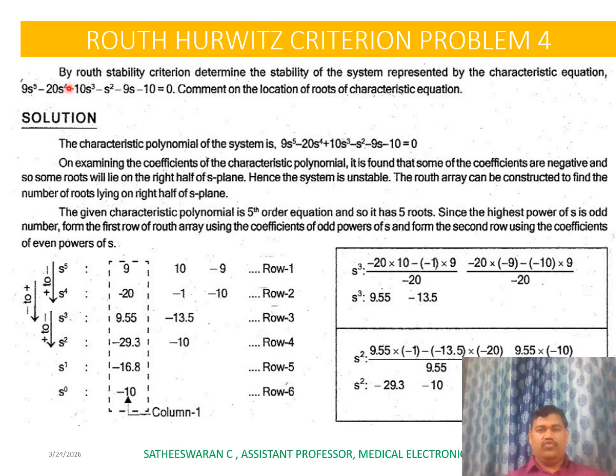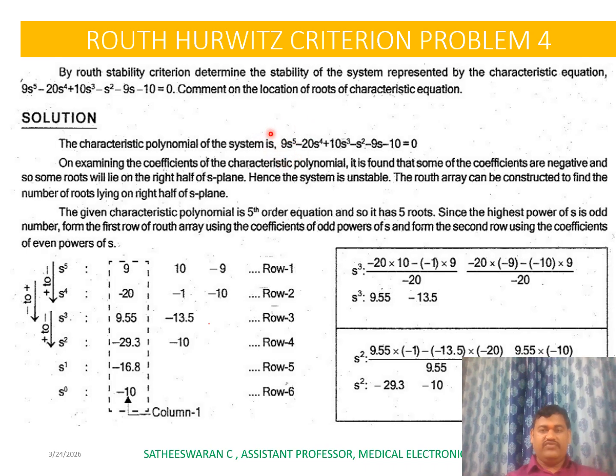Okay, problem number 4 by Routh stability criterion. Determine the stability of the system represented by the characteristic equation 9s power 5 minus 20s power 4 plus 10s power 3 minus s square minus 9s minus 10 equal to 0. Comment on the location of the roots of the characteristic equation. The highest power of s in the characteristic equation is 5.